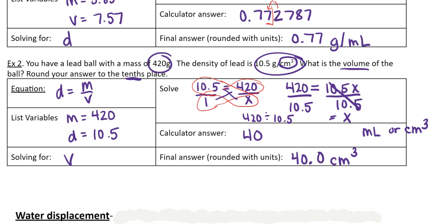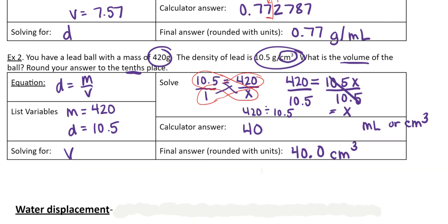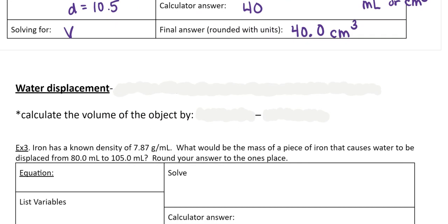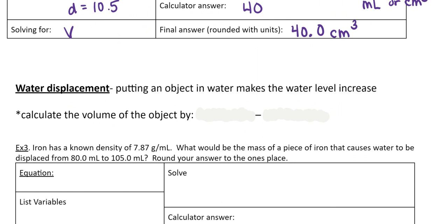Okay, now the way that you determined density in the lab was with this process called water displacement. Basically, that means when you put an object in water, it makes the water level increase. So when you get in the bathtub, the level of the water goes up. That's why we leave a little bit of room.